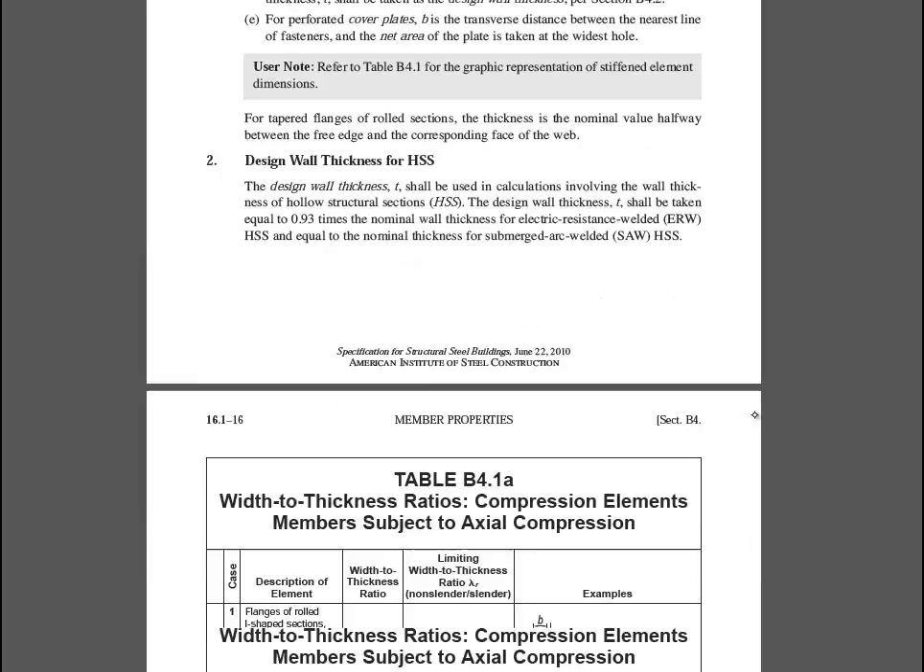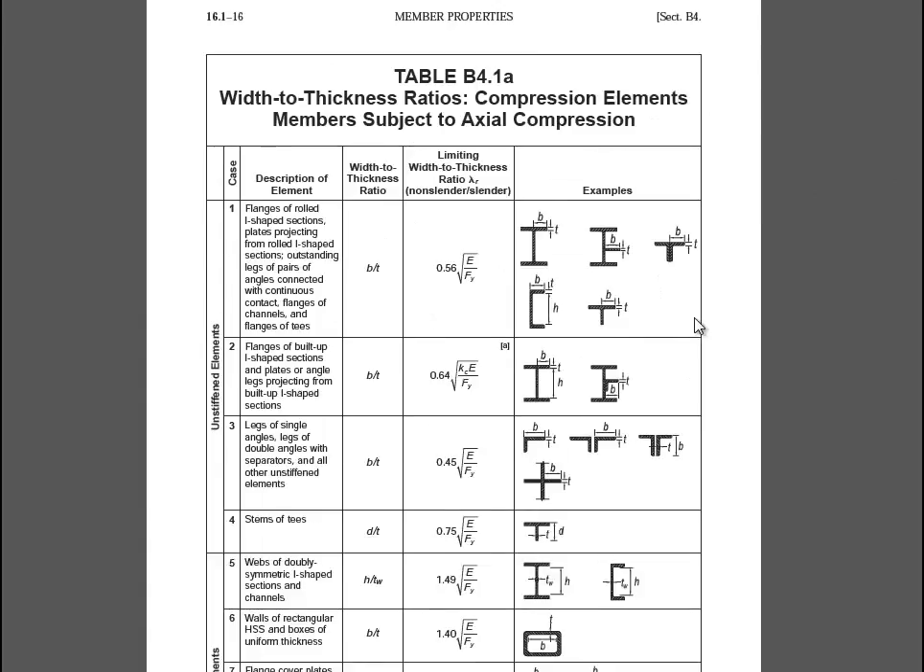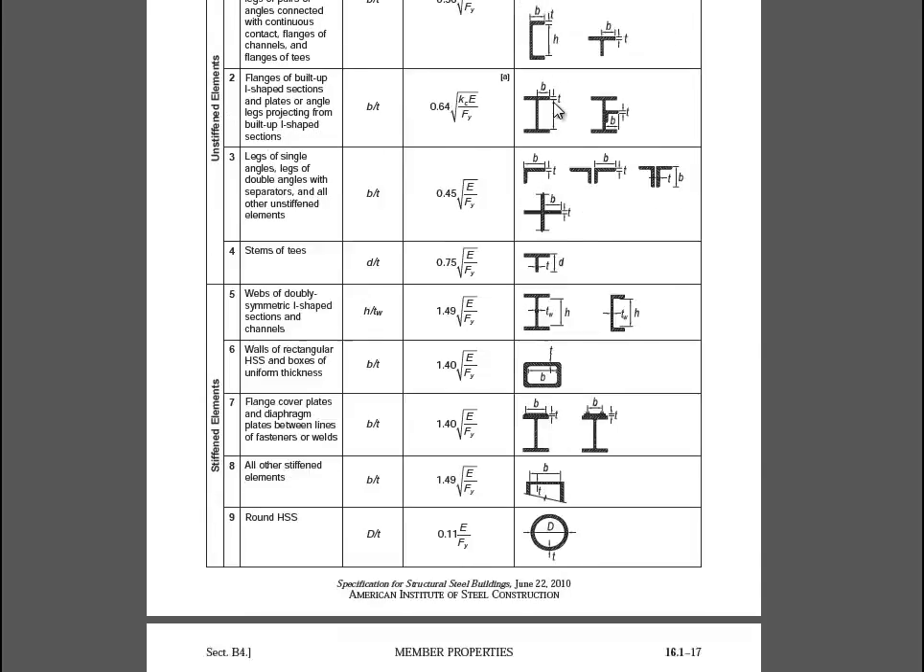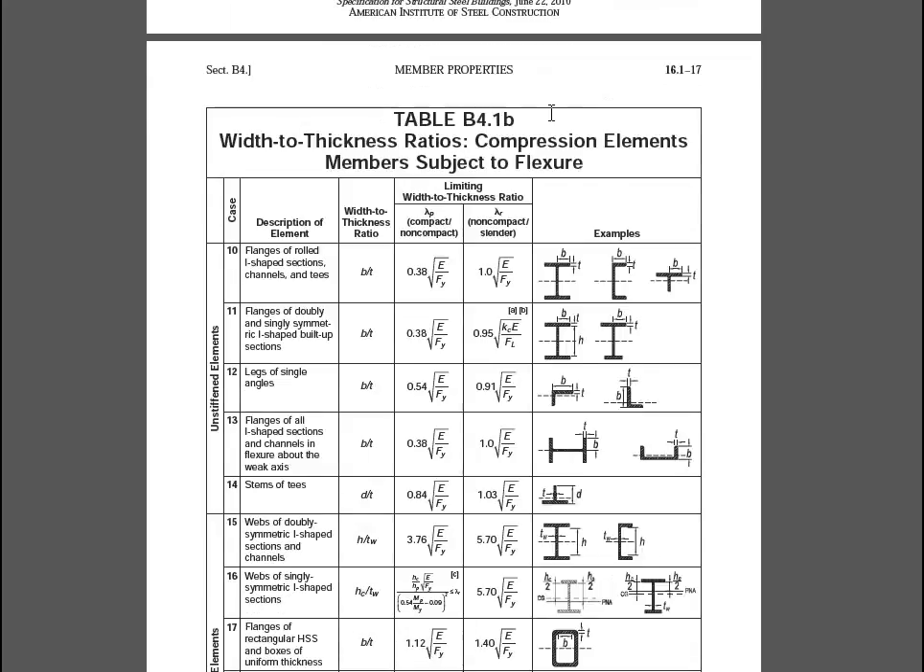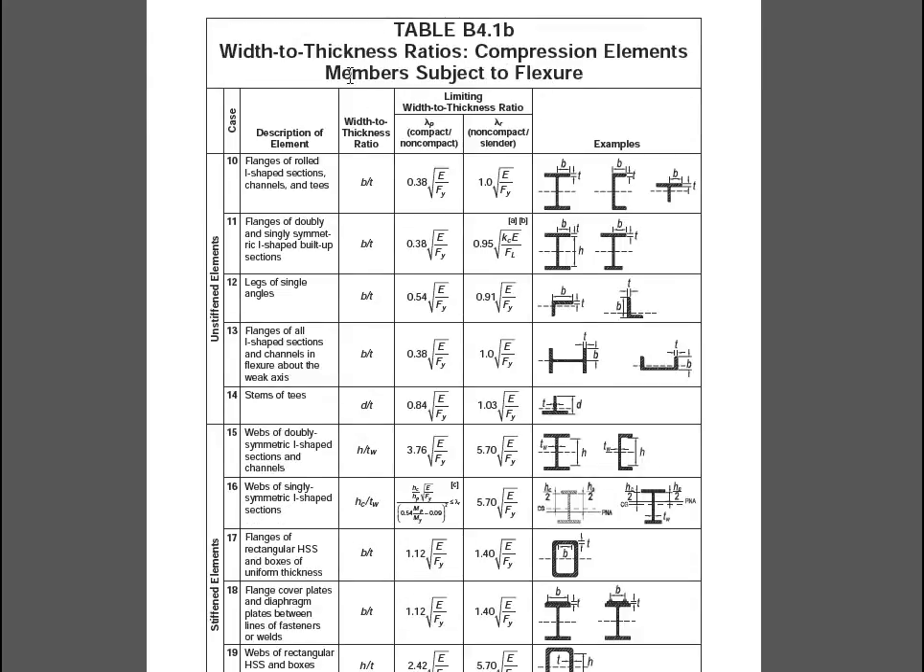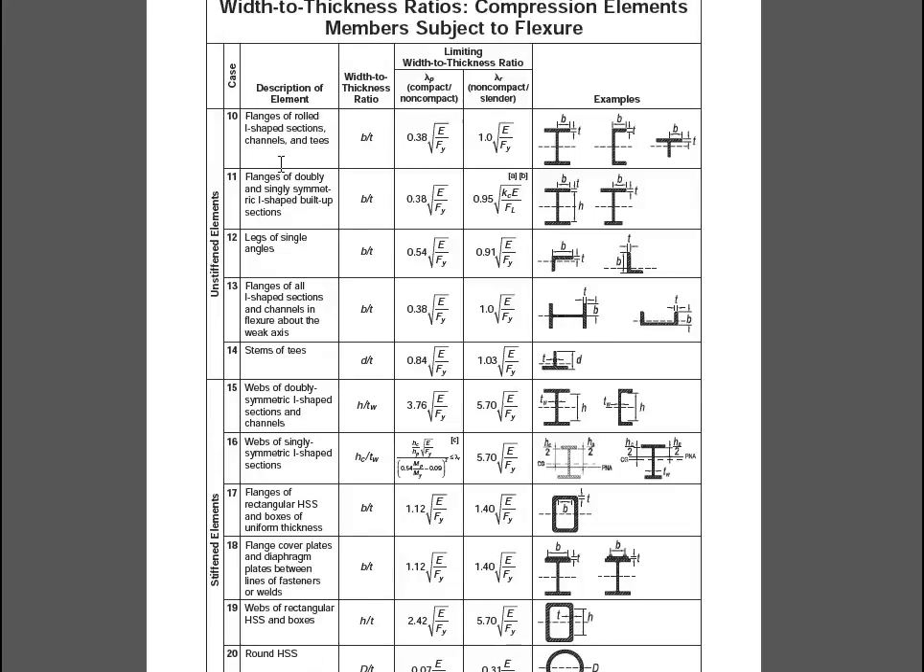Oops. Table B4.1a was for compression elements. So we don't have a compression element any longer. What we have are members subject to flexure. So now we have to look through here and determine what lambda sub p is for the flange of a rolled I shape. And it is the very first row here. Lambda sub p is 0.38 times the square root of E over Fy.